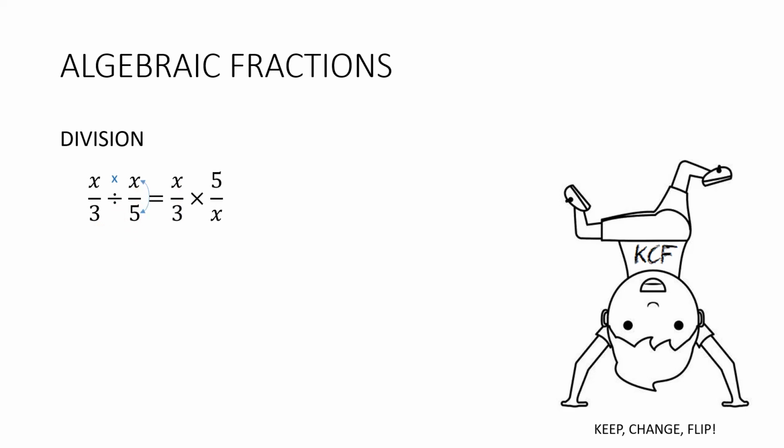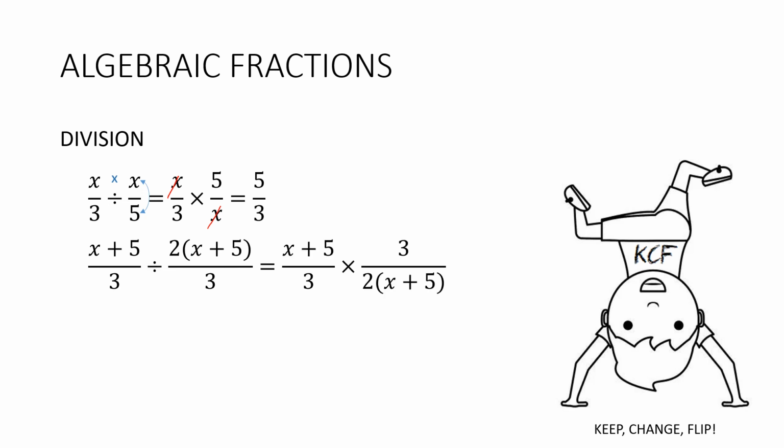So it becomes x over 3 times by 5 over x. What can we cancel? Those x's are going to cancel. So our answer is 5/3. With this one here, we're going to go keep, change, flip. Can you see that? What can cancel?